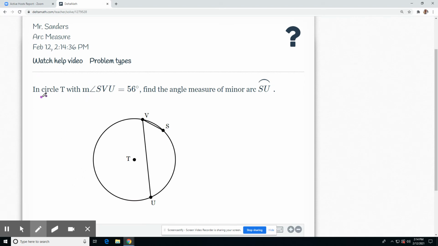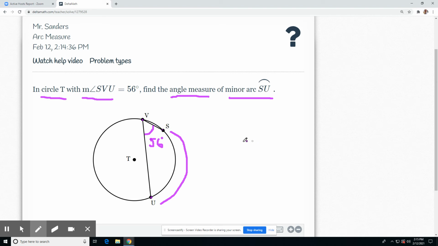Well, let's just dive in. Circle T with measure SVU. So this SVU is 56 degrees. Find the angle measure of the minor arc SU. So they're looking at the minor arc again. Do you remember, would we multiply by 2 or would we divide by 2 on this one?